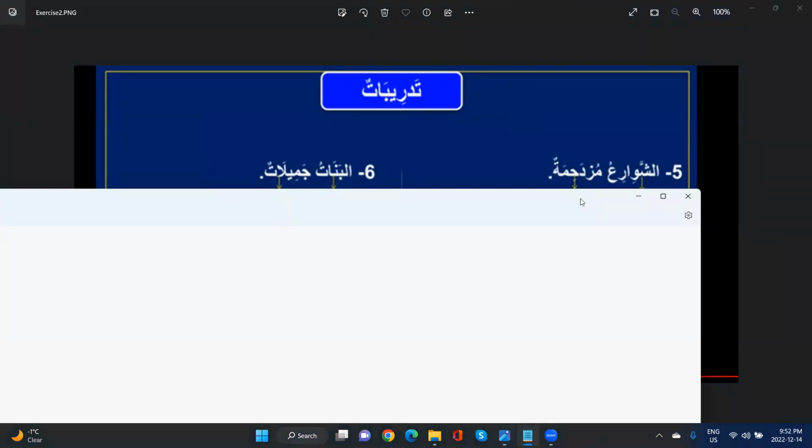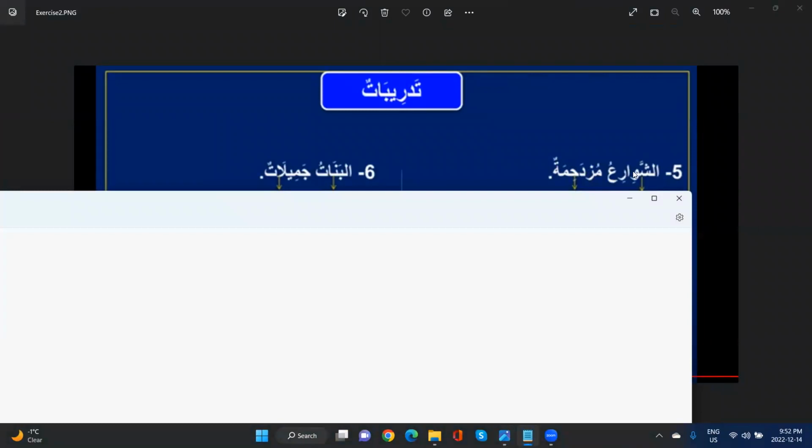Yes. "Ashawari'u muzdahimatun", meaning the streets are busy. Basically, the translation is the streets are busy. Okay, so now please help me understand the rafa, nasab, and jar, and what status each one has. I think it's rafa, and it's mubtada. Very good.